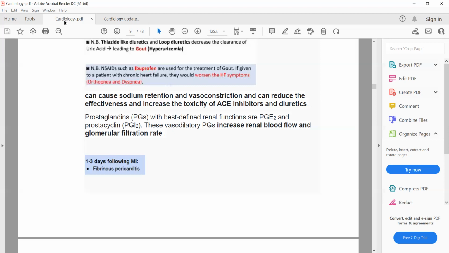So ACE inhibitors and spironolactone cause hyperkalemia, while loop diuretic and thiazide diuretic cause hypokalemia. These side effects are important to remember.